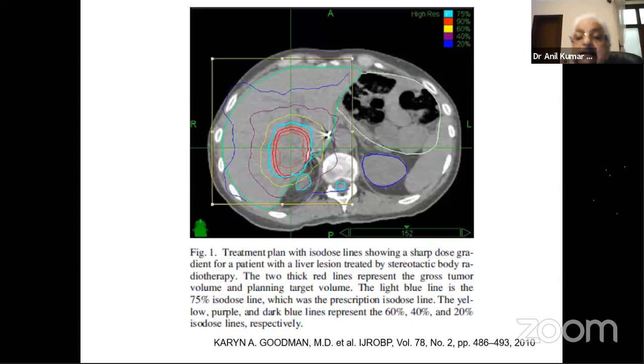Now, there is a difference in how you prescribe the dose. What I prescribe and what Rashi or anybody else, I don't know who all are there in the audience, prescribes will be different. Now here you see these two red lines. This is the GTV and the PTV. Now the prescription here is to this blue line, which is the 75% isodose line. So the 75% isodose line is covering this red tumor.